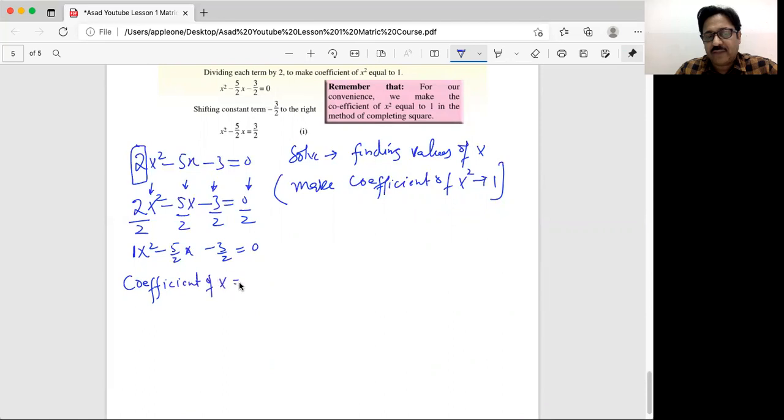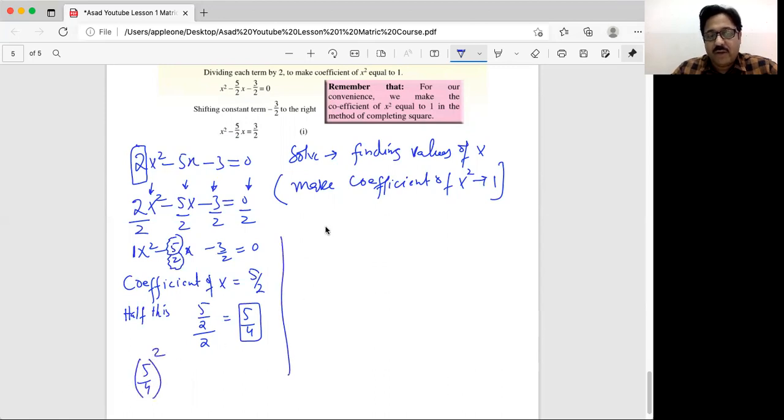Coefficient of x, and I told you, don't take the negative sign, that's not required, just the number. So just the number, I'm taking the number here. I will take 5/2. I told you, divide by 2. Half of this. So 5/2 divided by 2 is basically 5/4. Okay, now make this square.